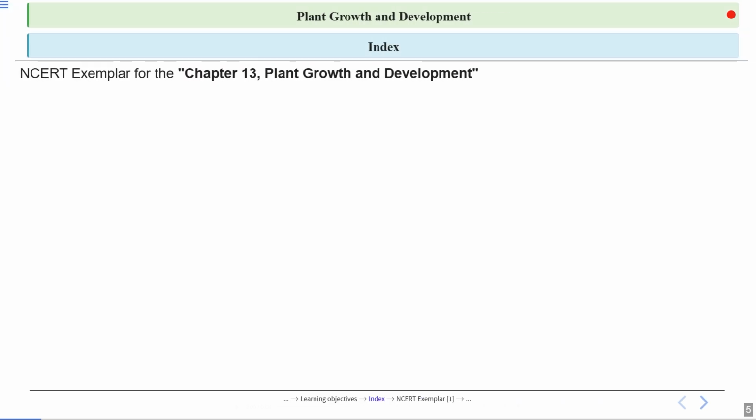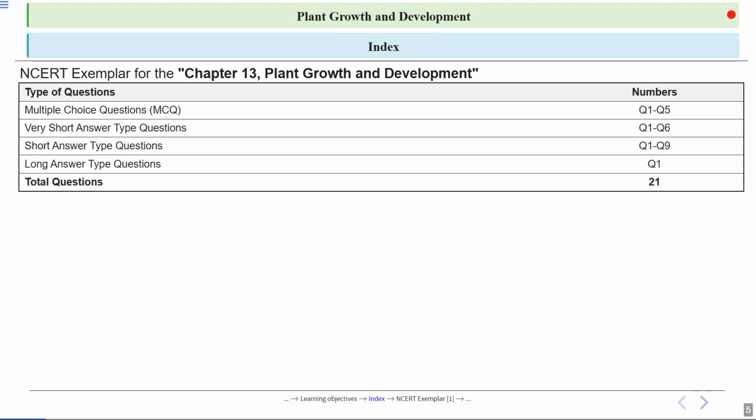Let us have a look at the index of today's session. There will be some multiple choice questions, question number 1 to 5. There will be some very short answer type questions, question 1 to 6. There will be some short answer type questions, 1 to 9, and one long answer type question.